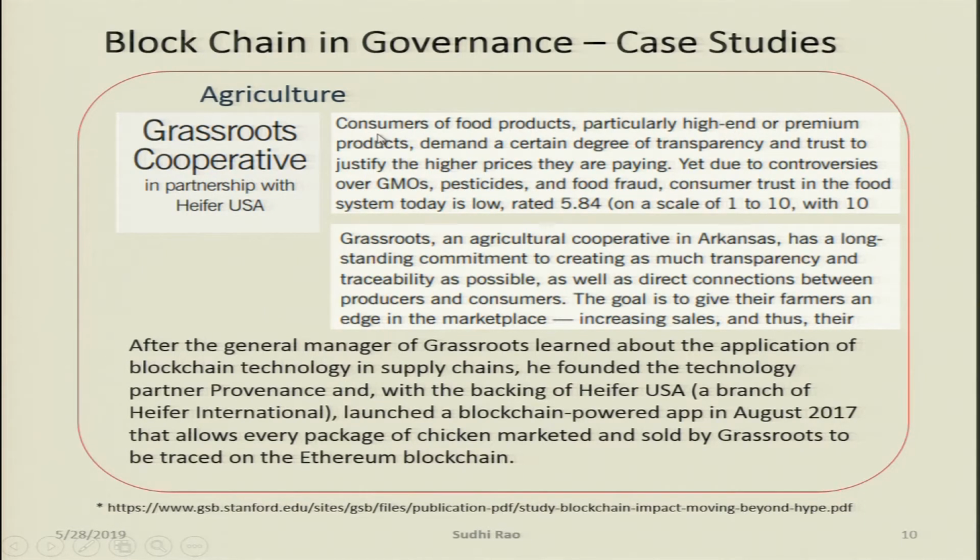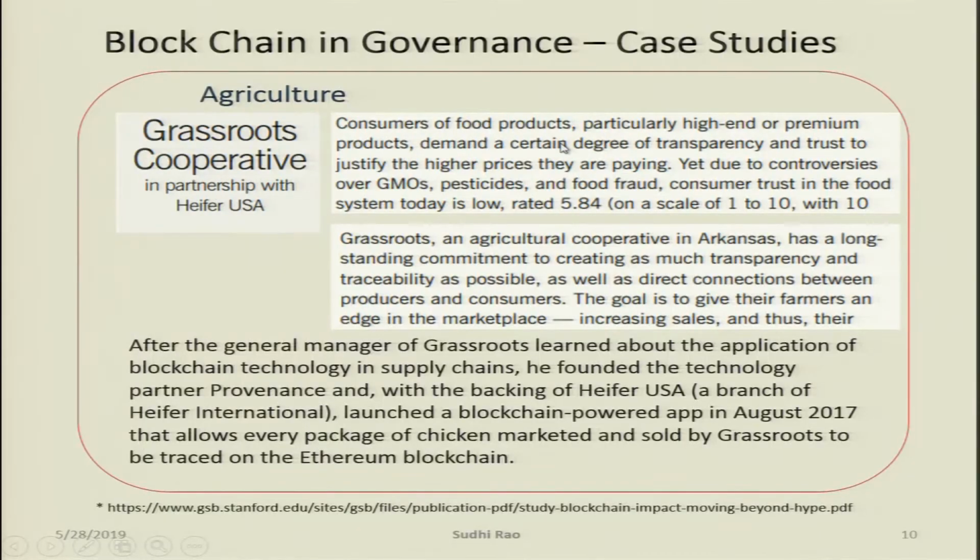We know we have a class of products today called organic products, which have no fertilizers, no artificial ingredients, and are generally assumed to be healthy for you. But we also notice that they cost more. So, people who buy organic products are willing to pay more for these additional healthy characteristics of the food. No pesticides, no artificial ingredients or anything like that. So, when such customers are paying extra for that food, particularly high end or premium products, they demand a certain degree of transparency and trust to justify the higher prices they are paying.